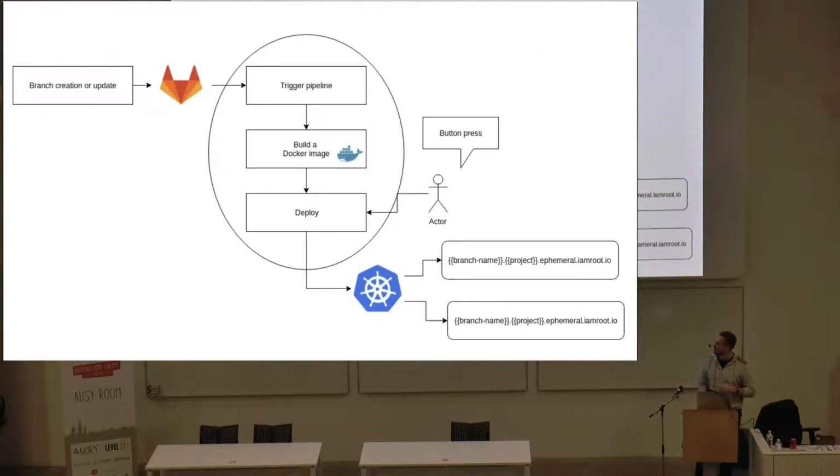Now, this is a pretty high-level architecture of what I want to achieve. So a branch is created or updated. It triggers a GitLab-ci pipeline. It builds a Docker image, and then, because I don't want to deploy everything all the time, I have a manual action that will trigger a deploy on my Kubernetes cluster, and it would be easily accessible by branch name.project name.ephemeral.iamroot.io.